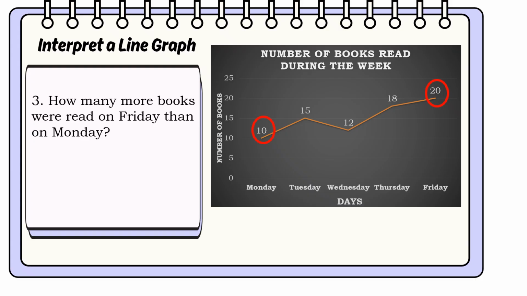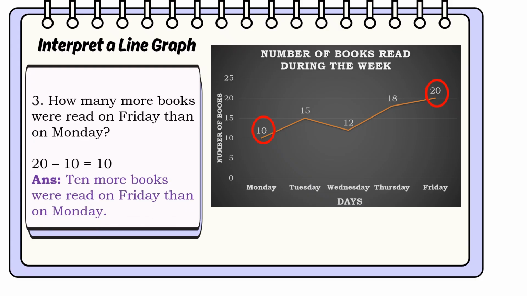How many more books were read on Friday than on Monday? Let's find out. 20 minus 10 is equal to 10. So, 10 more books were read on Friday than on Monday.